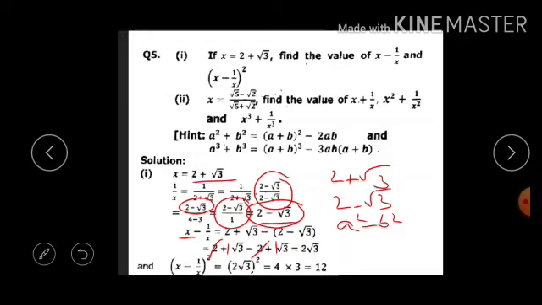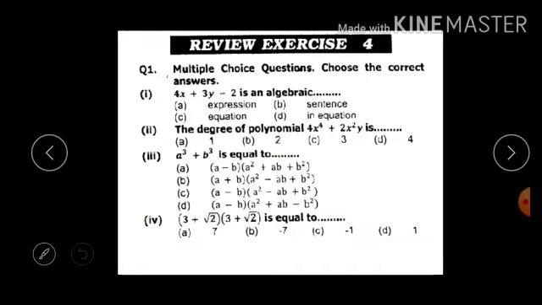Now we find the value of x minus 1 upon x whole square. We can take a square. So 2 square root of 3 whole square. 2 2s are 4. Square is cancelled with square root, which is 4 multiplied by 3, which is equal to 12. Review exercise 4. Question number 1, multiple choice question.